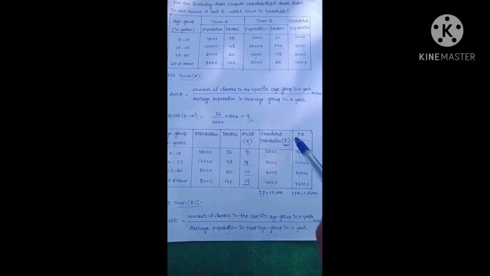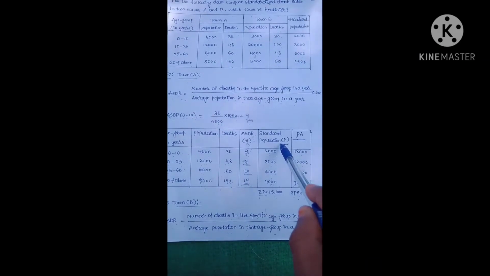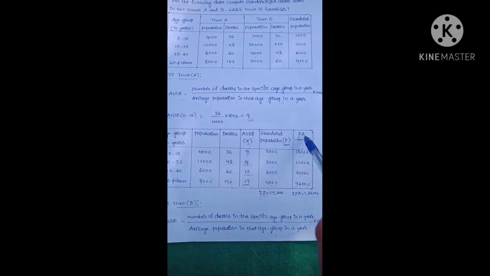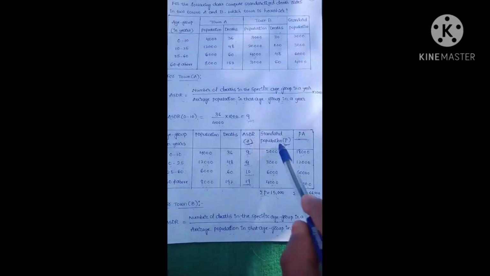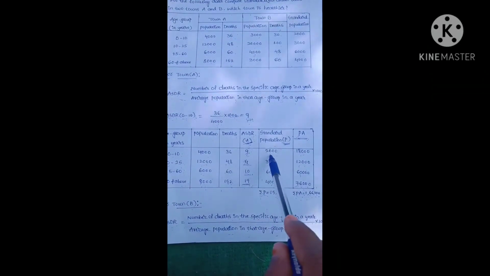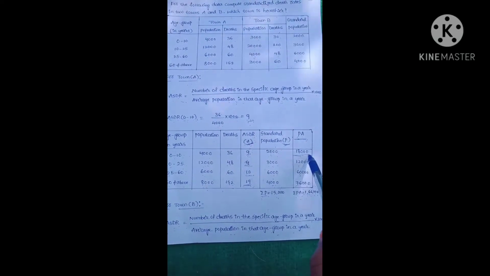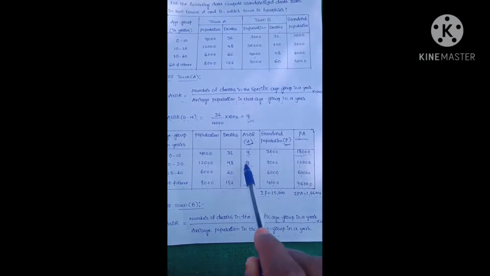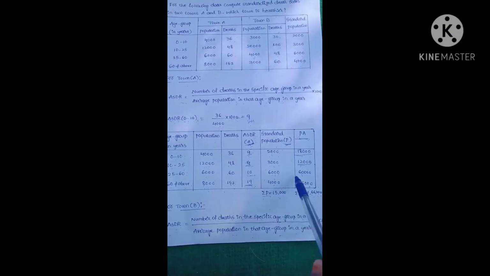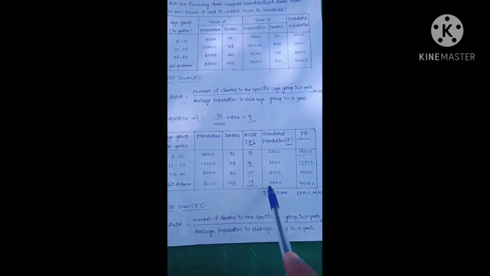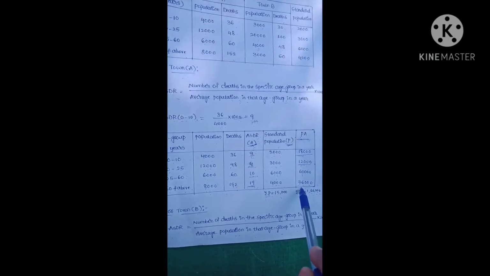P into A. P means, already we know, the standard population value is defined as P. A means ASTR A. These values are ASTR A. Multiply these two terms. It means here 9 into 2000, then we get 18,000. 4 into 3000, multiply these two terms, 12,000. 10 into 6000, then we get 60,000. 19 into 4000, then we get 76,000.